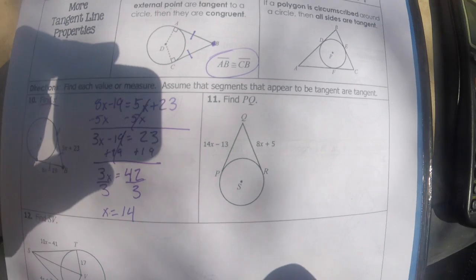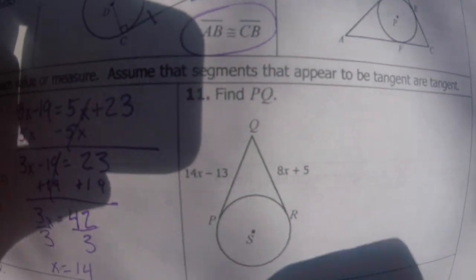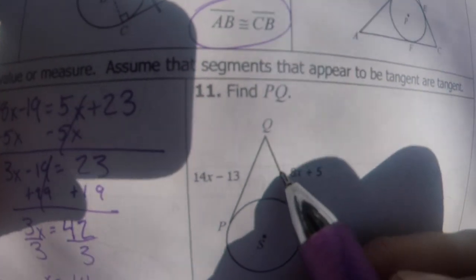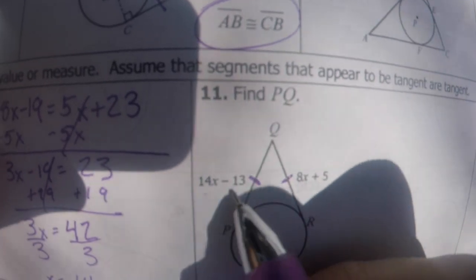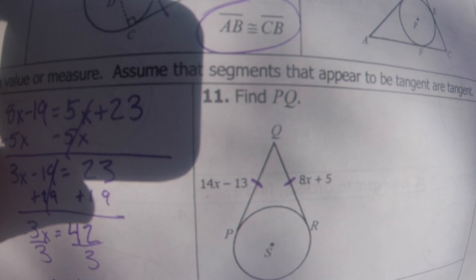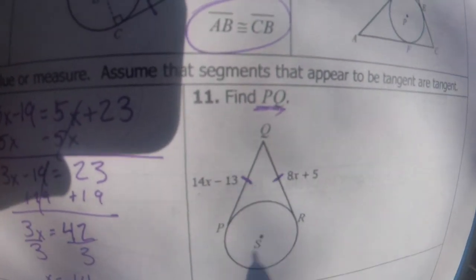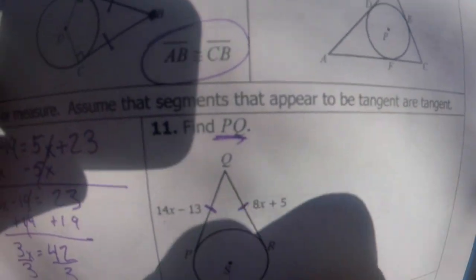All right. Number 11 is the same exact thing. It's the same exact type of question, okay? These 2 are equal, so set them equal. You can try that one on your own. The only difference is here you have to find PQ. All right, I guess we'll do it together.